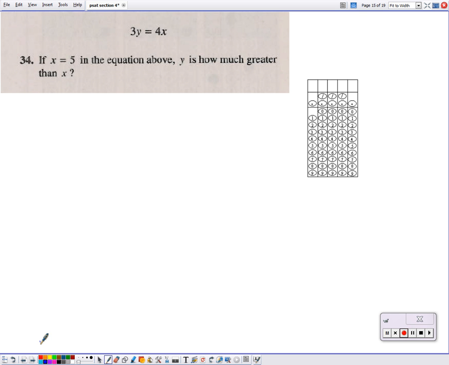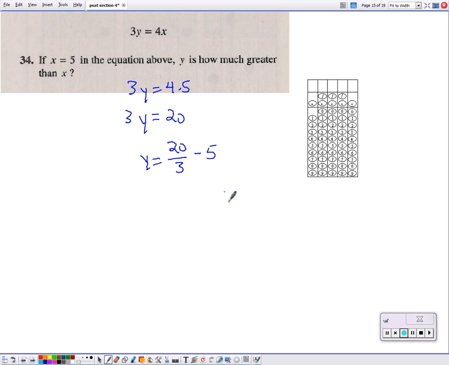Question 34. If x equals 5 in the equation above, y is how much greater than x? Well, that means that 3y equals 4 times 5, and 3y equals 20. We know that y equals, divided by 3, 20/3. It wants to know how much greater it is than x. So 20/3, I need to subtract 5 from to find out how much bigger it is than x.